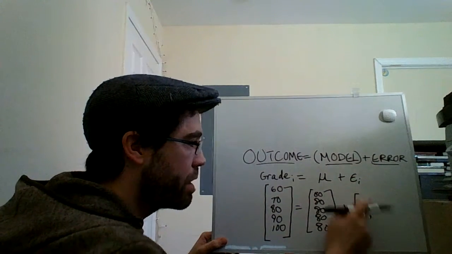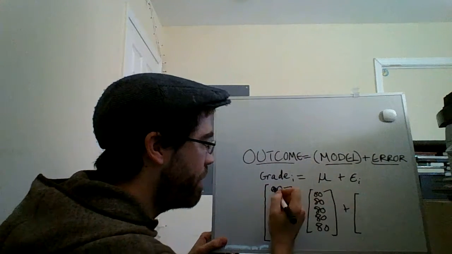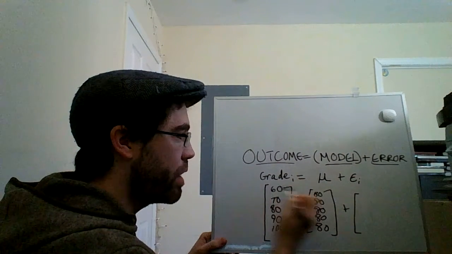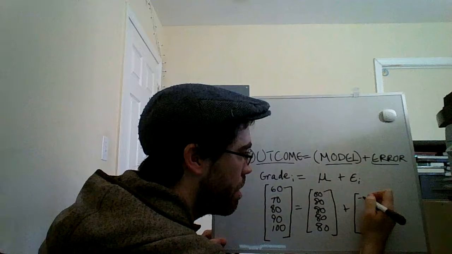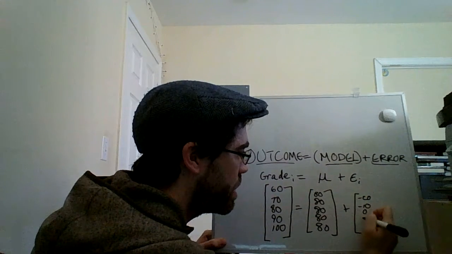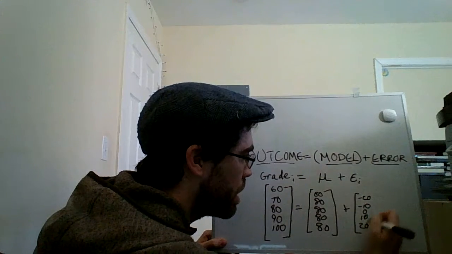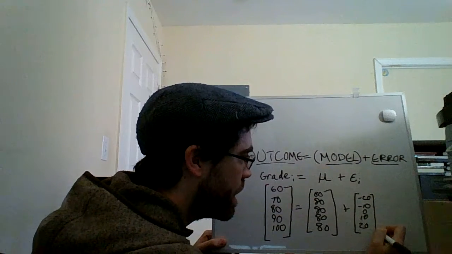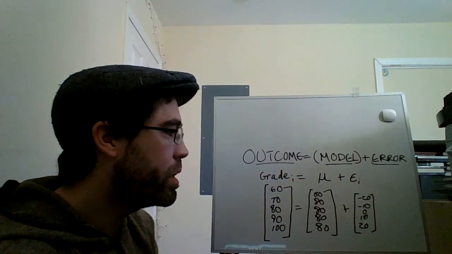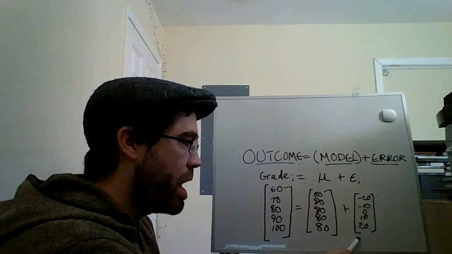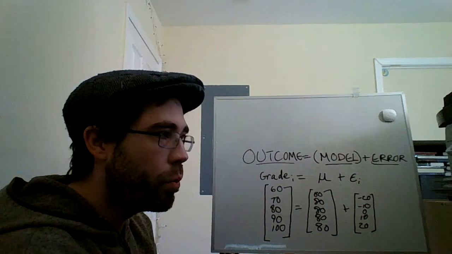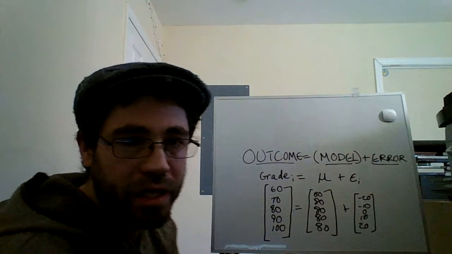The error term, then, we can figure out is the difference between the true value and the prediction. So we've got minus 20, minus 10, 0, 10, 20. You notice, because grade is a variable, the error differs from case to case. The only way it wouldn't differ is if it were 0 and the mean were the same. The mean was the value that every single case had.